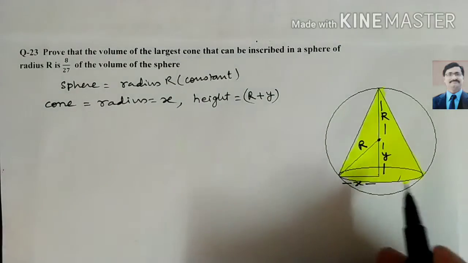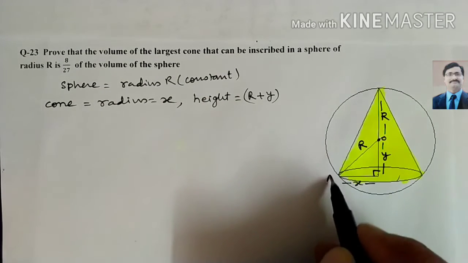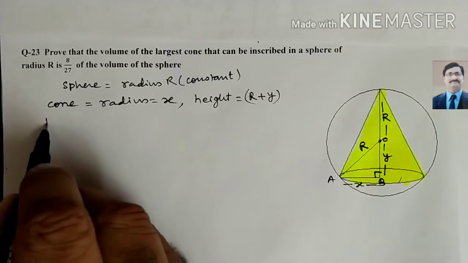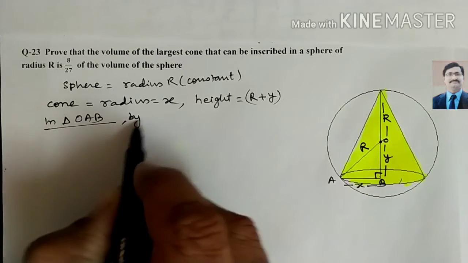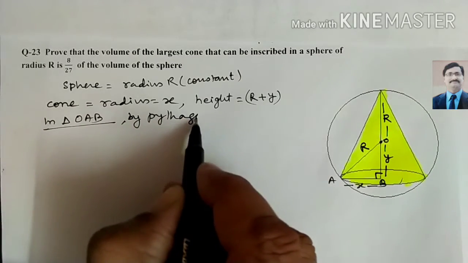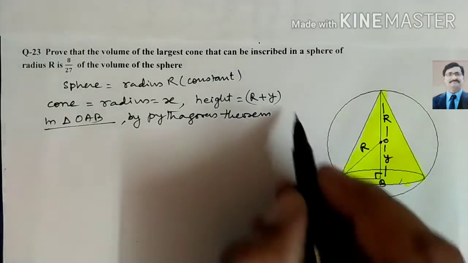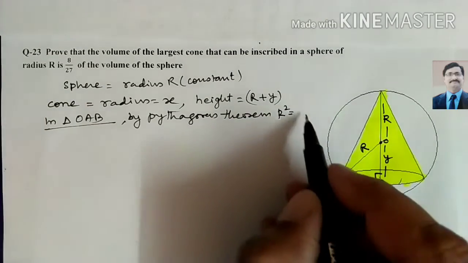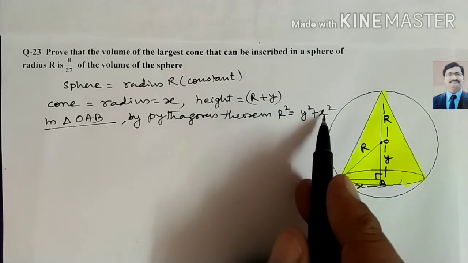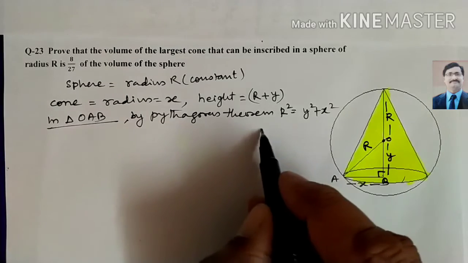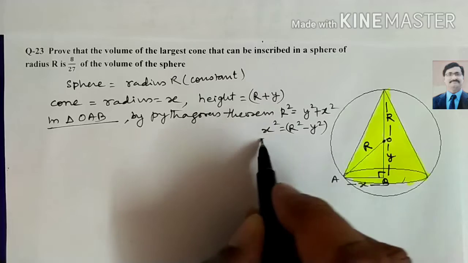Okay, now in triangle, look here, O, A and B. In triangle OAB, by Pythagoras theorem, we can write hypotenuse square equal to perpendicular square plus base square. Okay, this R square equal to y square plus x square we get. We will get here x square equal to capital R square minus y square. Okay.